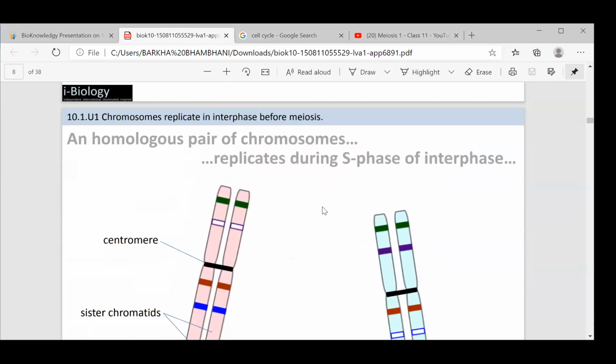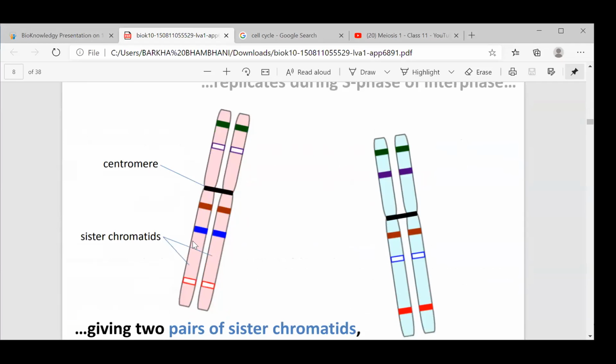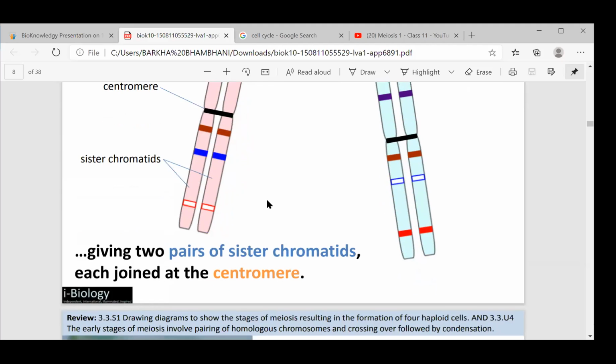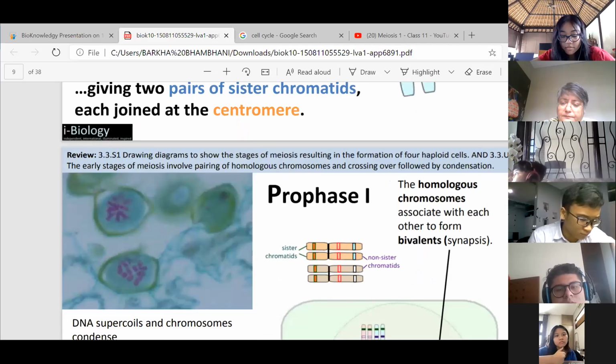Okay. So these are the sister chromatids. They are still called homologous, but they are tetrads because there are 4 chromosomes there. So they are also called tetrads. Okay. But the sister chromatids will be connected at the centromere. Clear? Difference between homologous chromosome, sister chromatids?